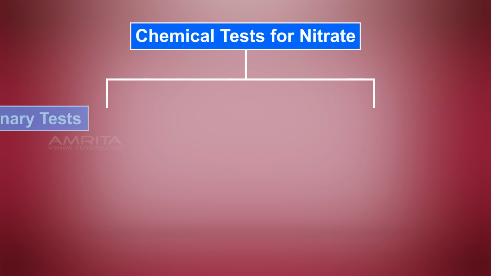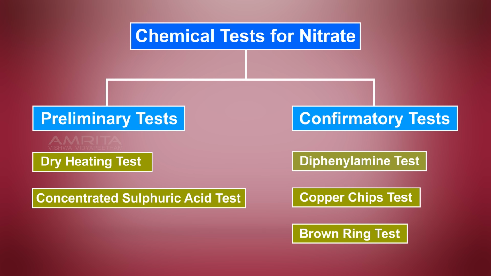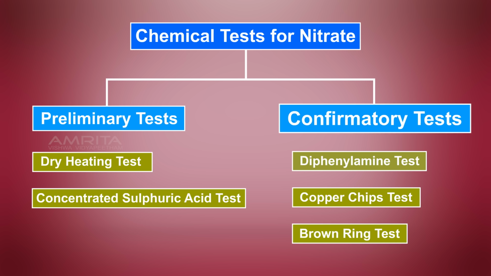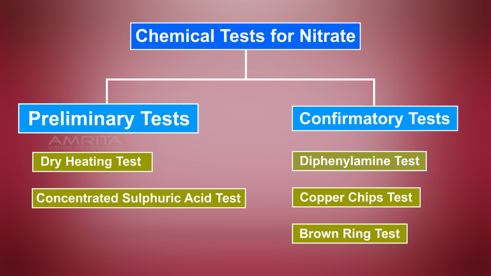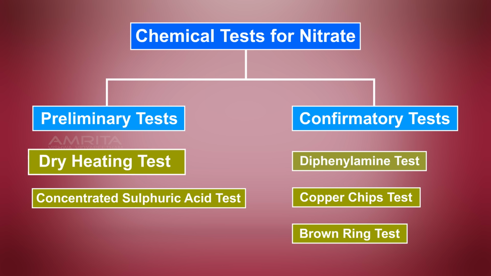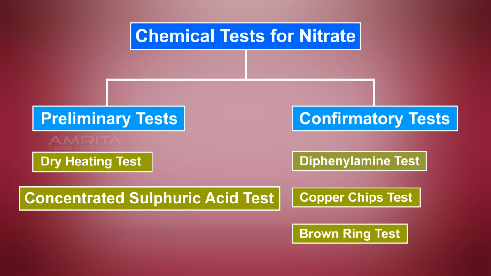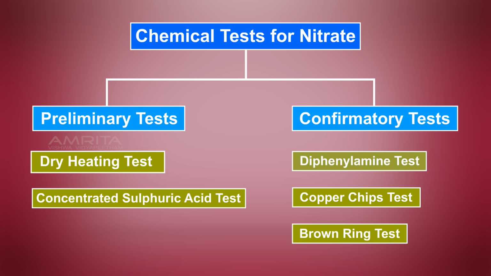The tests to determine the presence of the nitrate ion are preliminary tests and confirmatory tests. Let's first look at the preliminary tests of nitrate. They are dry heating test and concentrated sulfuric acid test. Dry heating test.